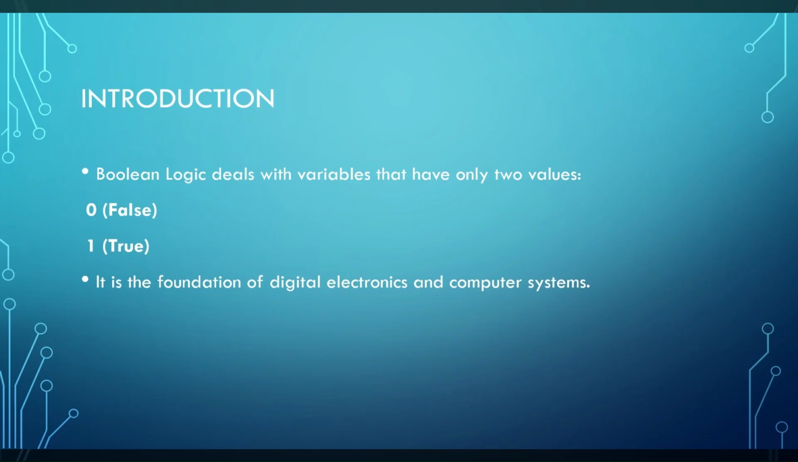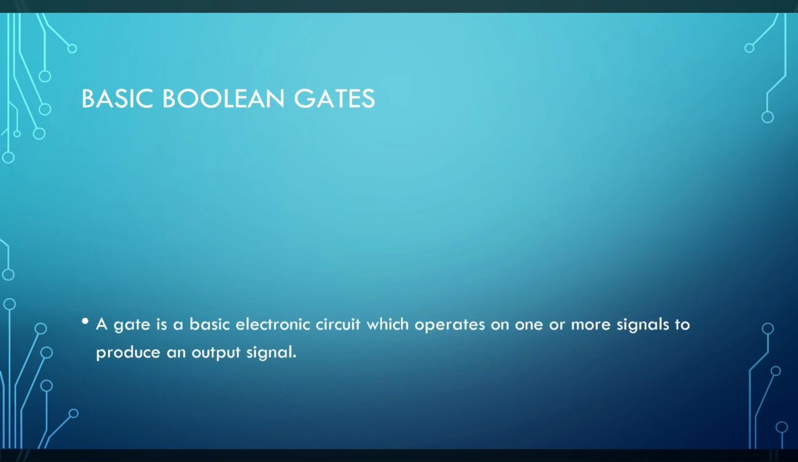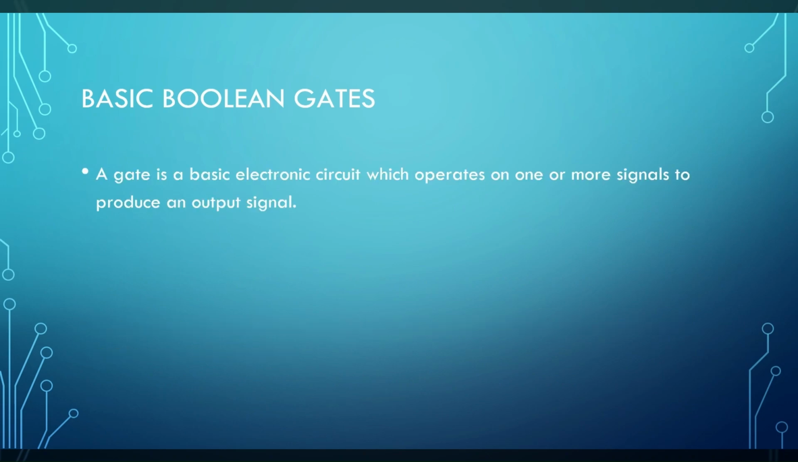And this is the foundation of digital electronics and computer systems. Every device, every electronic gadget that we are using, we are basically using Boolean algebra in it. Next we will see the gates in Boolean algebra. That is the foundation of Boolean algebra. The basic Boolean gates are 3 in number.